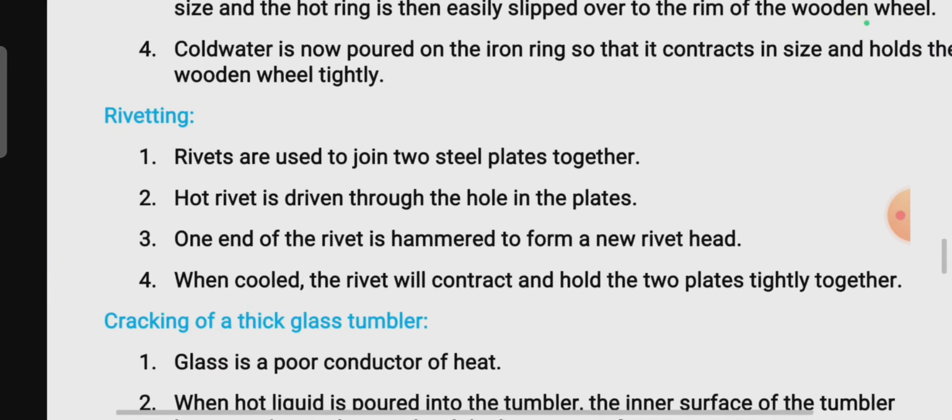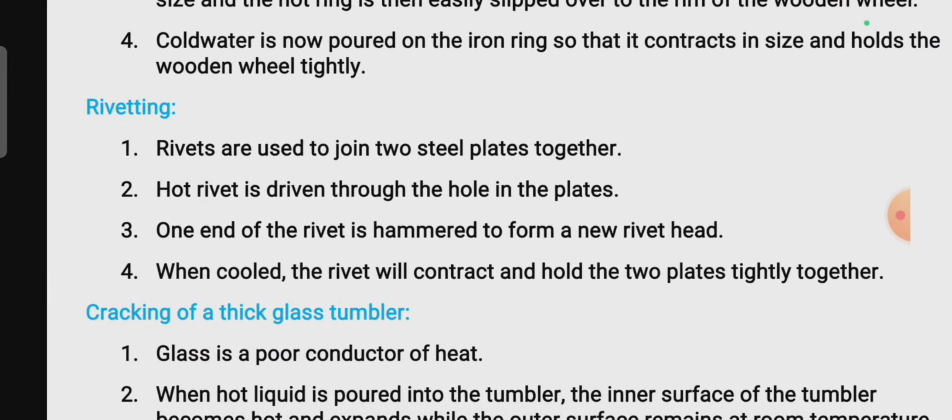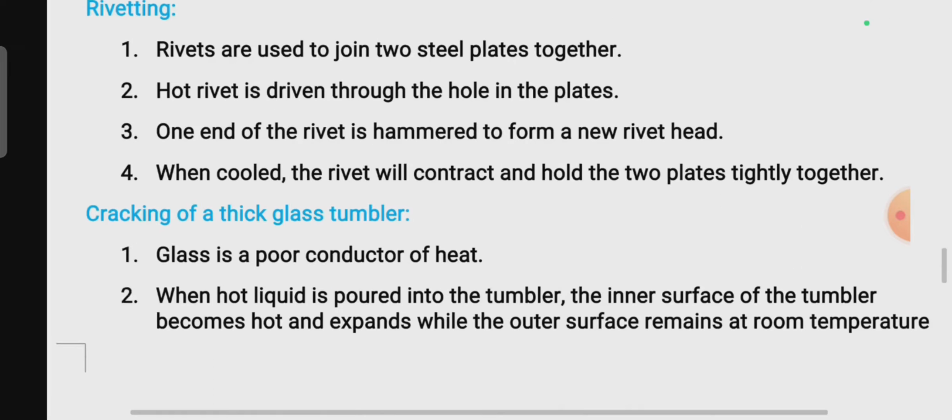tightly. Next, riveting. Rivets are used to join two steel plates together. Hot rivet is driven through the hole in the plates. One end of the rivet is hammered to form a new rivet head. When cooled, the rivet will contract and hold the two parts tightly together.